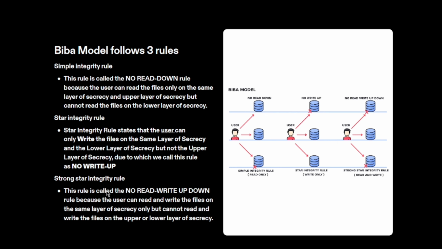This rule is called the no read write up down rule. What it states is that the user can read and write the files on the same layer of secrecy only, but cannot read and write the files on the upper or lower layer of secrecy. If the user is on this level of secrecy, he or she cannot read or write on the upper layer and the lower layer. He or she can write only in the layer of secrecy which it is on, right?